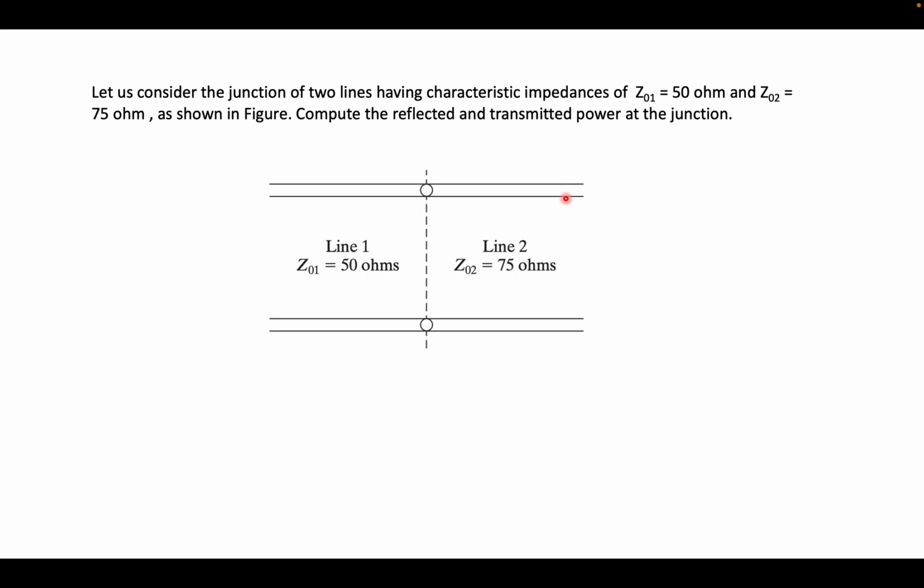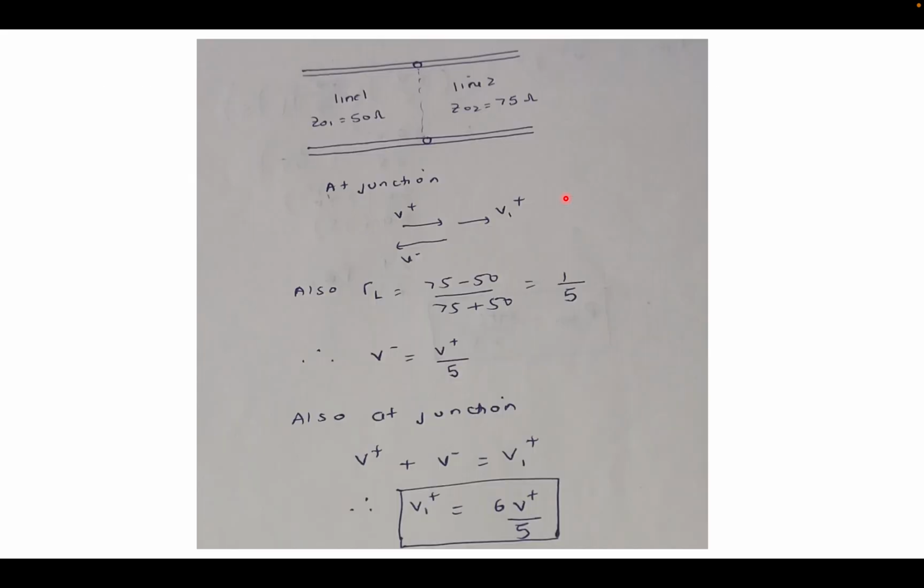Okay, if no one is answering, I will go through the solution. Basically, this is a very simple problem, right? First of all, whatever the problem is, you first calculate the reflection coefficient. So the reflection coefficient will be 75 minus 50 upon 75 plus 50. So the reflection coefficient is 1 by 5, right?